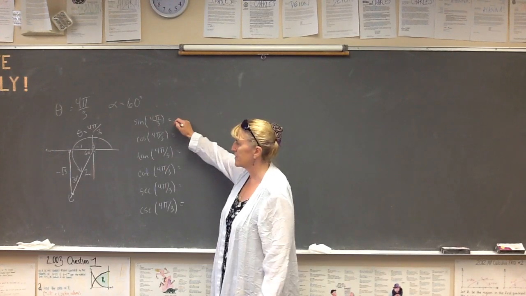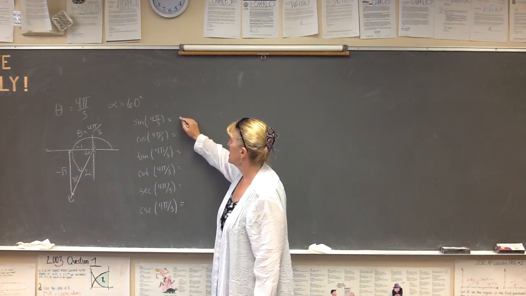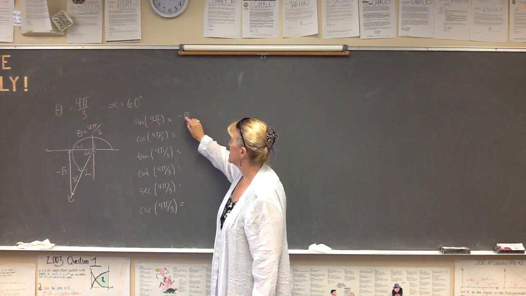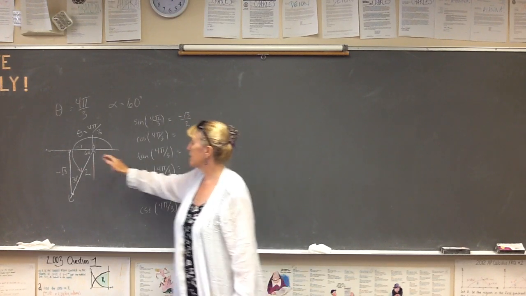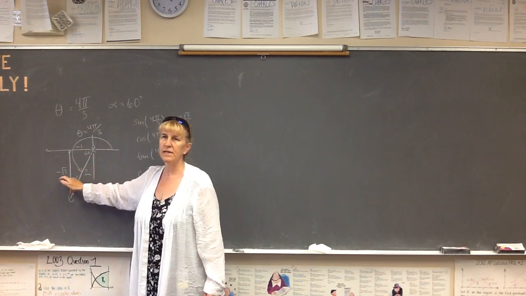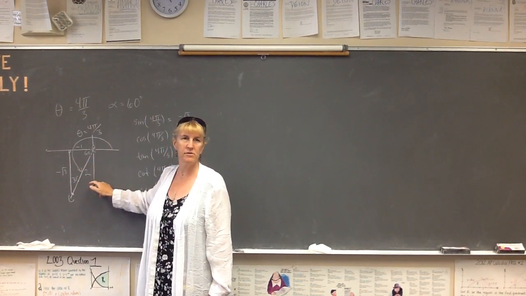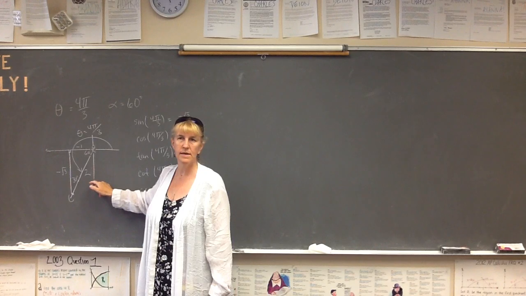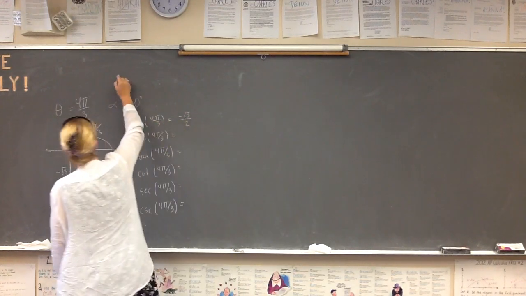Okay, sine 4 pi over 3. Negative root 3 over 2. We're comparing the opposite leg to the hypotenuse. Do I need to write SOHCAHTOA on the board? No. Anybody want it? I'll throw it up there. It ain't gonna hurt me.